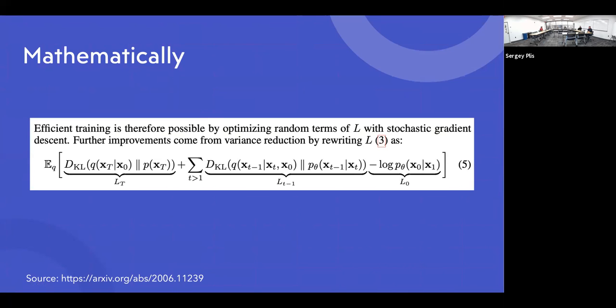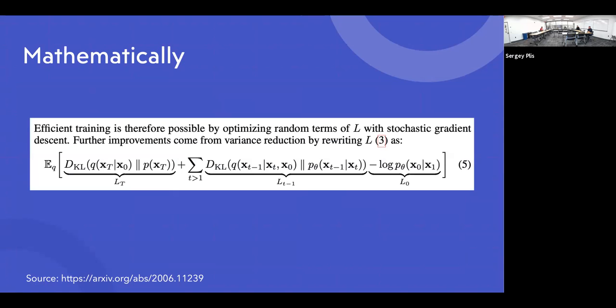In the KL divergence, second term, L sub T minus one. Yeah. The KL divergence is with respect to Q, expectations with respect to Q, right? Yeah.